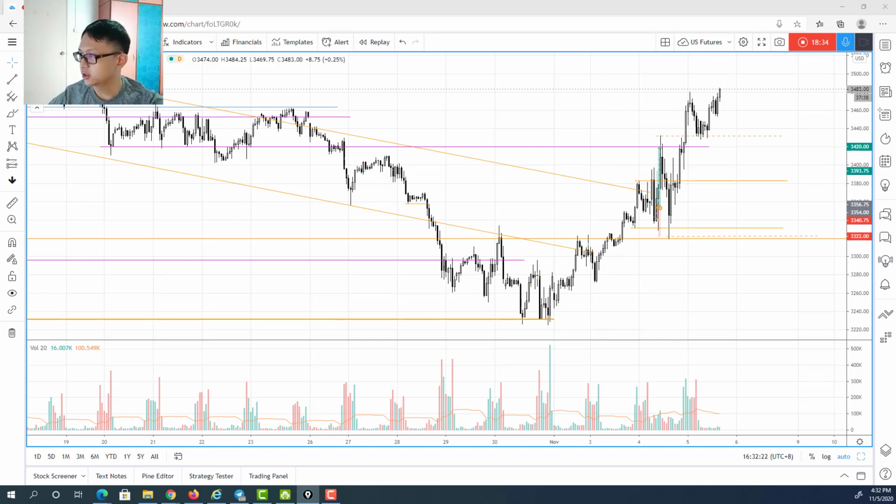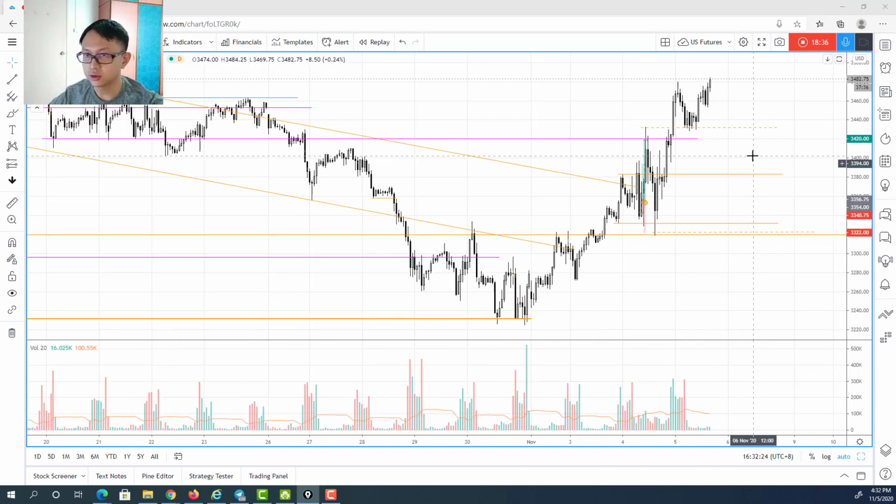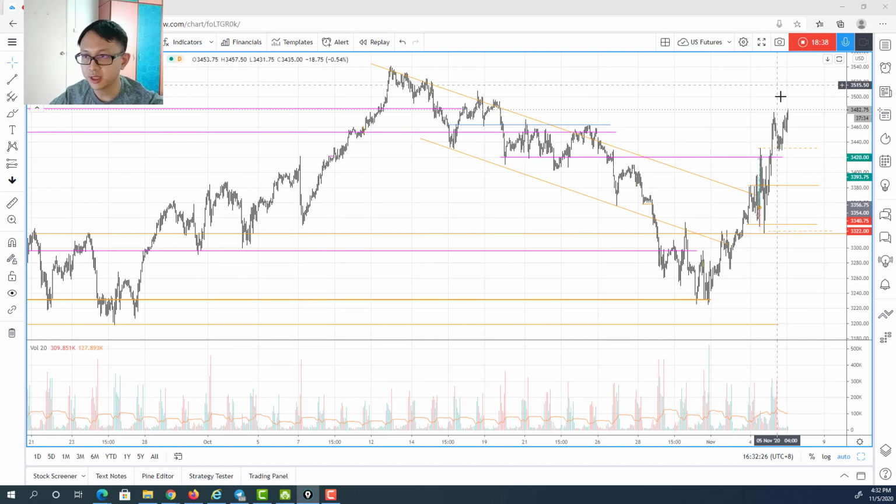So yeah, we just want to see the market continue to commit to the upside, to test the target at probably first the 3500 level and then 3540. If we can break all this, then definitely the previous swing high near the 3600 level.